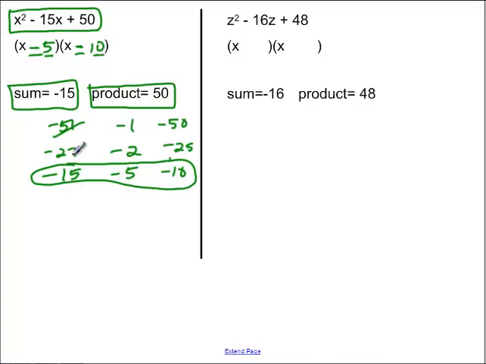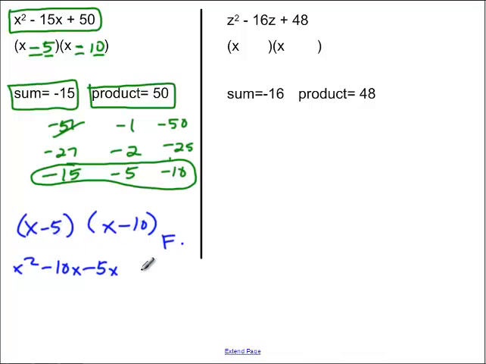And we can double check our work now. I'll see what happens if I take x minus 5 times x minus 10. We've got to FOIL it out, use that dreaded F word. First, outside, inside, last. x times x gives us x squared. Outside is x times -10, which is -10x. Inside is -5 times x, which is -5x. Last is -5 times -10, which is a positive 50. Combine the like terms and we get x squared minus 15x plus 50, which is what we started with. So there's our correct factorization.